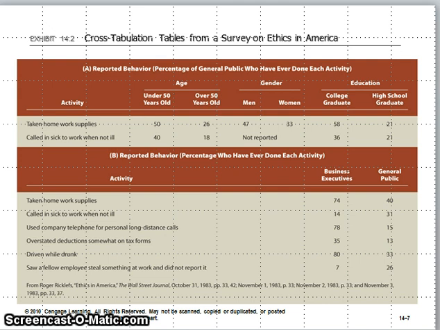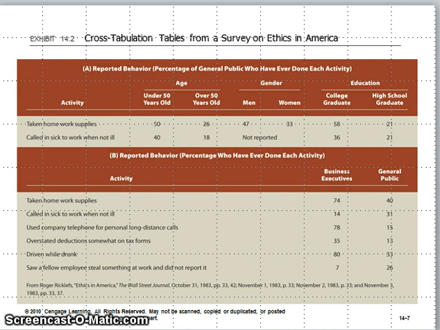Called in sick to work when not ill, it looks like you have a higher percentage of those under 50 years of age as opposed to those over 50 years of age. Not reported for men or women. And in the educational arena, it looks like the college graduates are the ones more likely to do that than the high school graduates.